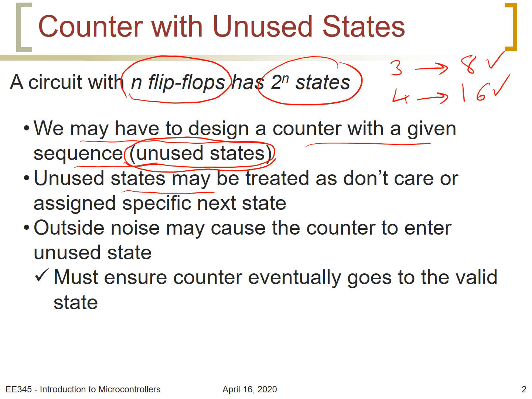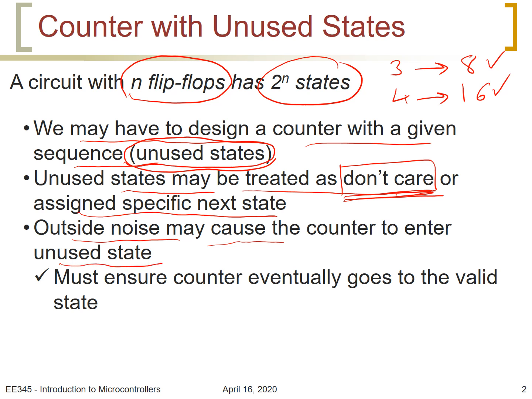Now, the unused states can be treated as don't care conditions or assigned a specific next state. If we use them as don't care conditions, it will make the design of the combinational part easier. Now, an outside noise may cause the counter to enter one of the unused states. If that happens, we must ensure that the counter eventually goes to a valid state. We can't accept that the counter stays in an unused state because the counter will not be usable otherwise.